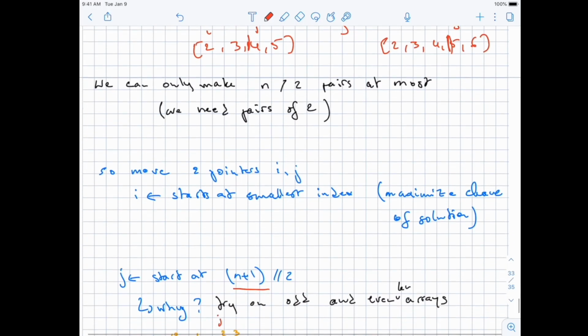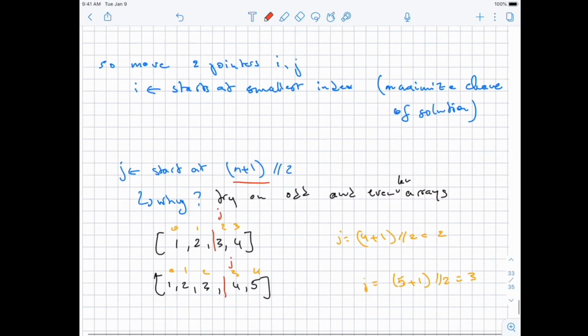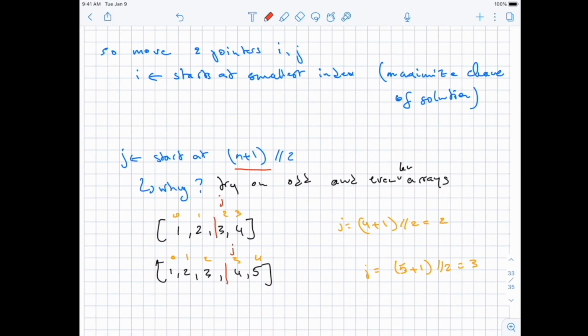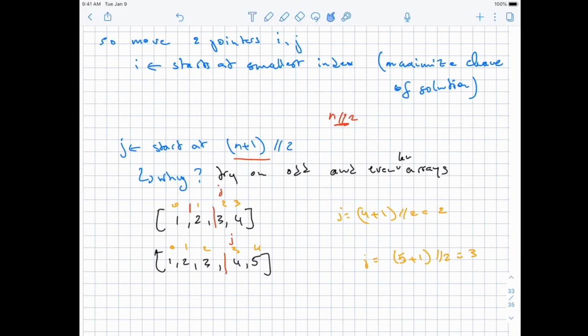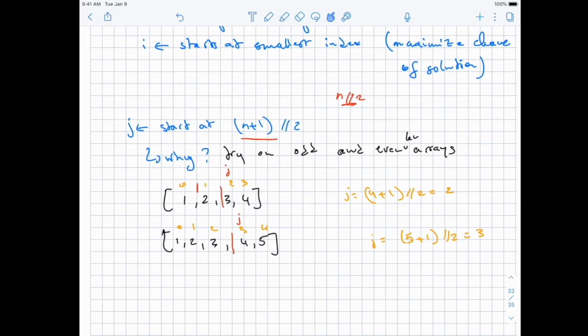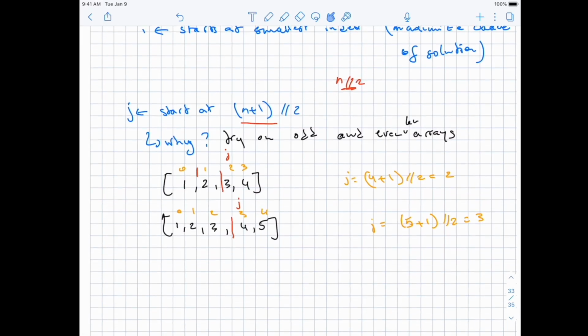Now, why is that the case? For example, with this array 1, 2, 3, 4, we're proposing to start j here, because we need at most n / 2 pairs, right? So if you start your j here, you won't find n / 2 pairs, because you have only one element for i. To maximize the number of pairs, you need i to be only the first half, so that you can have a possibility of having a second half to pair it with. That's where the idea comes from.